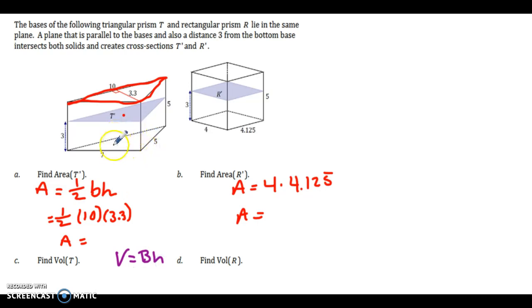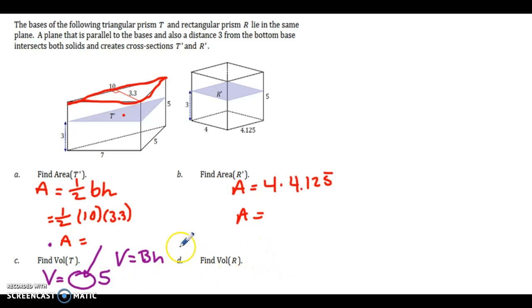And so big B, the area of the base, is what you just calculated. So you're doing the area that you get here times the height. Volume equals whatever you get here times the height. And my height in this case is 5. So that area that you calculated before times 5.